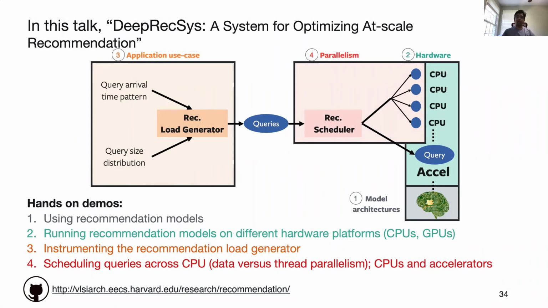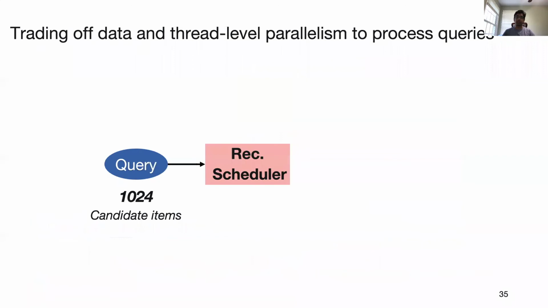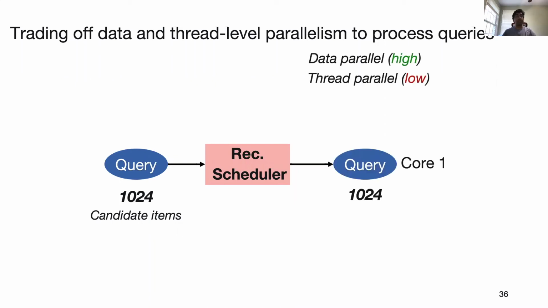Finally, here we look at the recommendation scheduler. First, we consider parallelism opportunities of the scheduler by splitting individual queries to be processed across multiple cores in a server class CPU. Let's first take a look at an example where the scheduler processes a query size of 1024 candidate items. If the scheduler determines the per core query size to be 1024 as well, this means that the entire query is processed on a single core with high data level parallelism and low thread level parallelism.